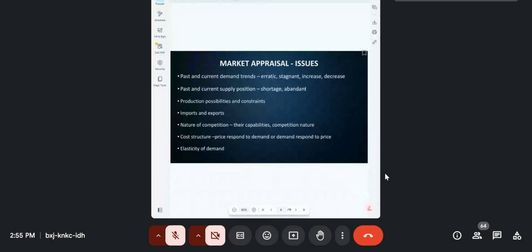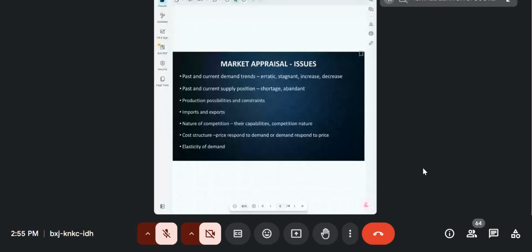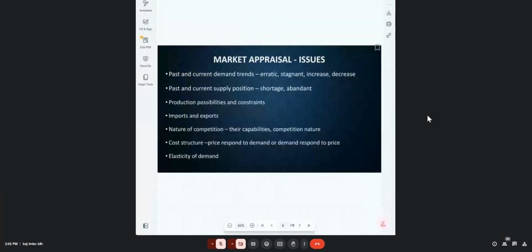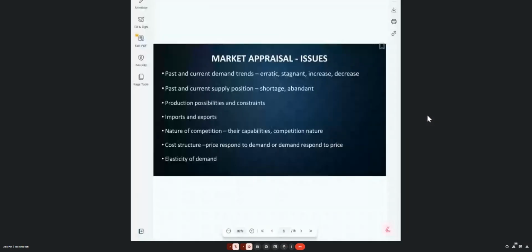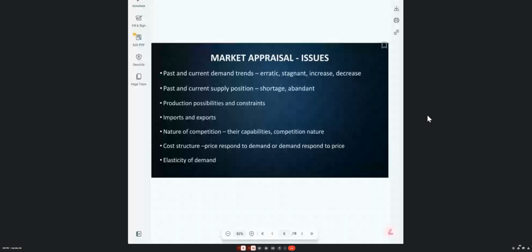So here we look at some of the issues of market appraisal. One of them is past and current market trend, as we've seen with the graph that we've just seen. The trend could be erratic. Maybe it goes up this month, then next month it's down. The following month it overshoots, and so on and so forth. Or maybe it's stagnated, just stationary at a certain point. Some could be increasing, could be decreasing.